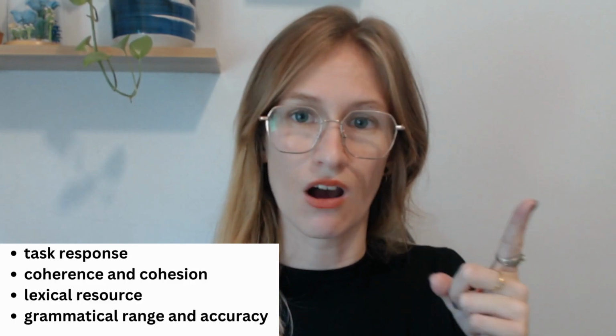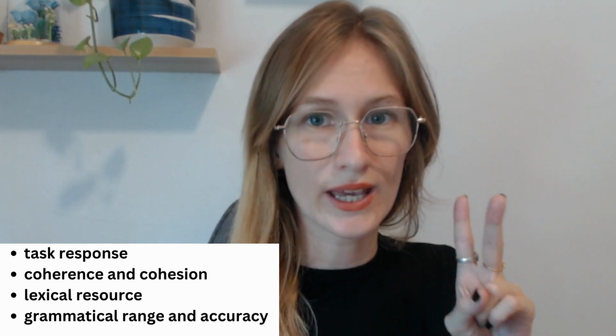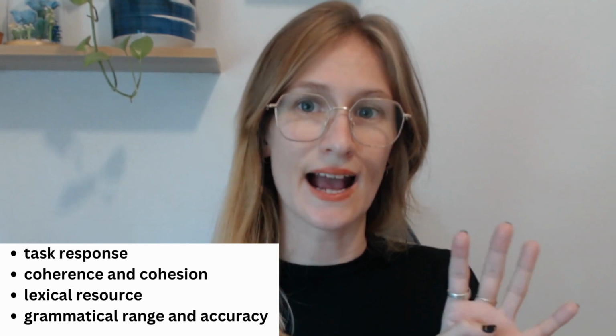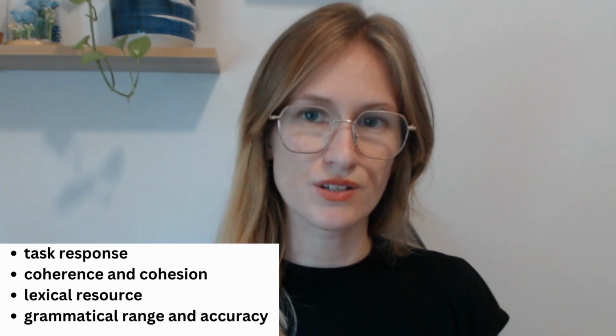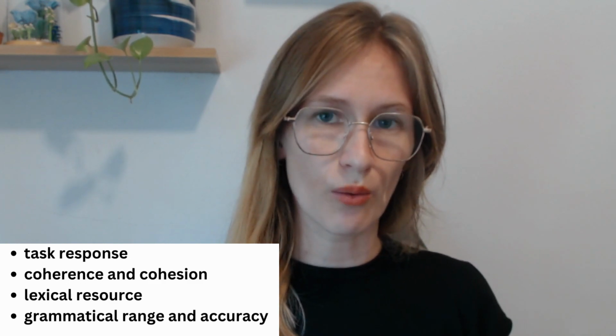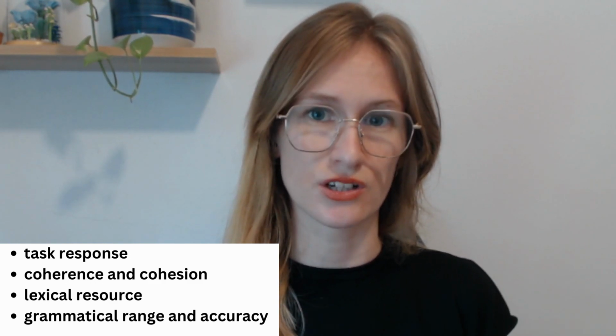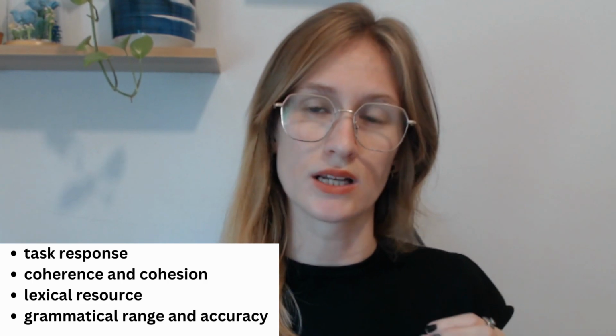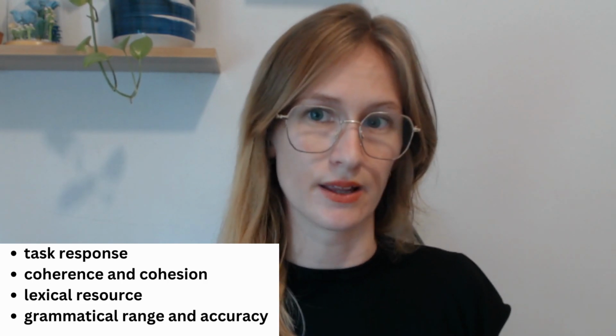How is the test marked? It basically gets split into 4 sections. So you have task response, coherence and cohesion, lexical resource, and grammatical range and accuracy. So for the task response, they'll be looking to see, did you answer the question? Did you stay on topic? Did you respond to the question asked? What was your understanding of the question and what was your understanding of how you needed to answer that?